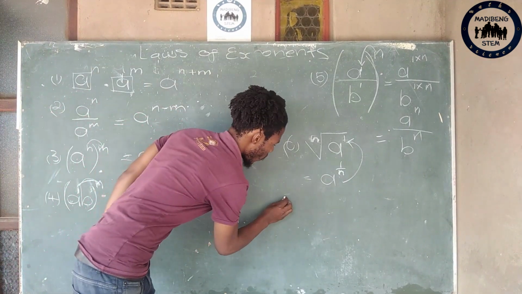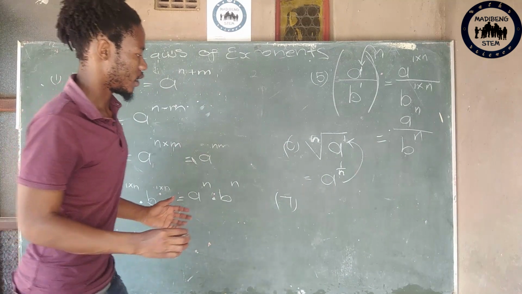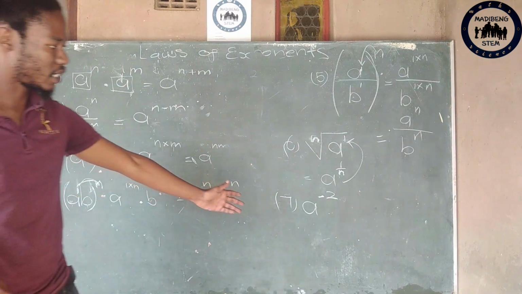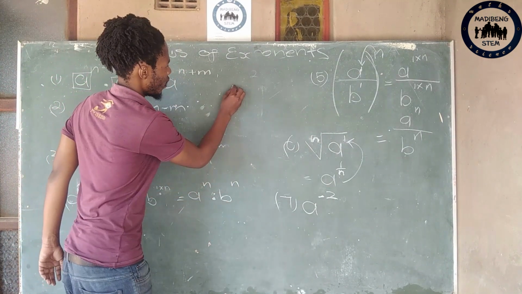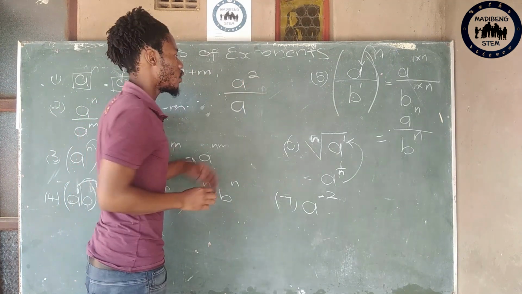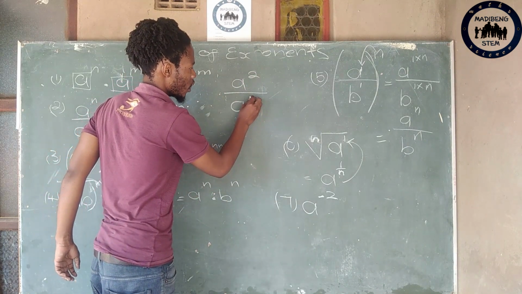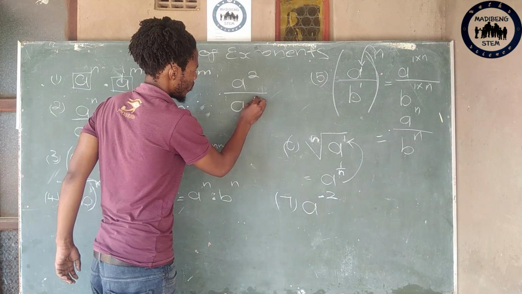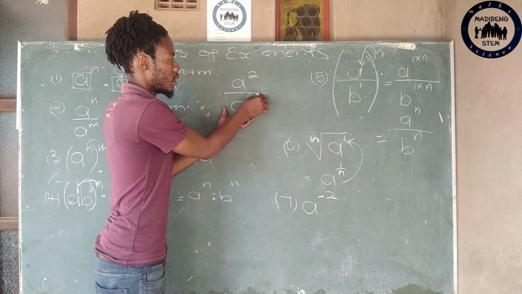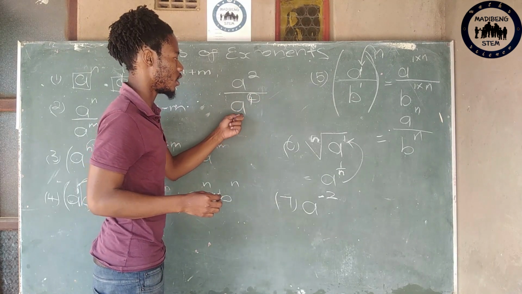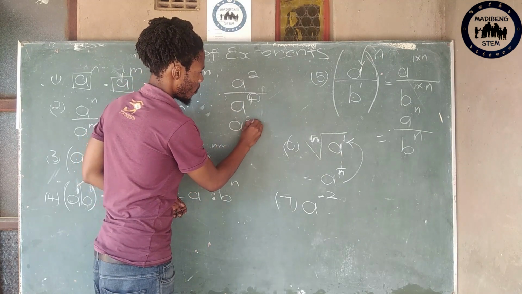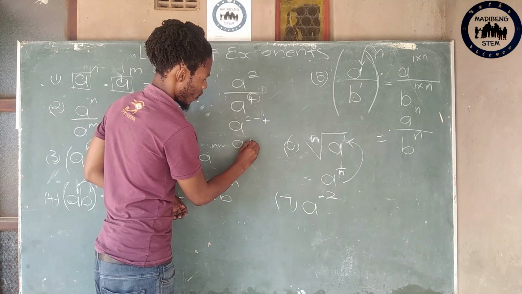So this is the last one. The last one is when we have a negative exponent. If you end up having a negative exponent, perhaps they gave you a to the exponent 2 divided by a to the exponent 4. When you do this, you remember that you always subtract the exponent of the denominator, because we have bases that are the same. This will give us a to the power 2 minus 4, which is a to the power minus 2.